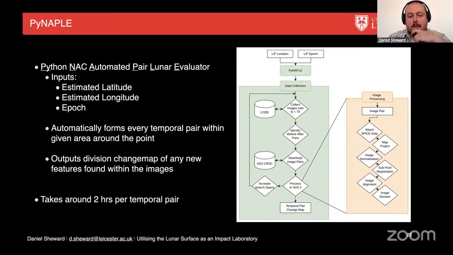And the problem with this is it's quite a slow process. It's quite computationally heavy because these are very big images, typically 5,000 by 25,000 pixels. So it takes around 2 hours per image pair. And for each location, you can get 100 image pairs. So for a single impact flash, it can take quite a long time to actually process all of this data.